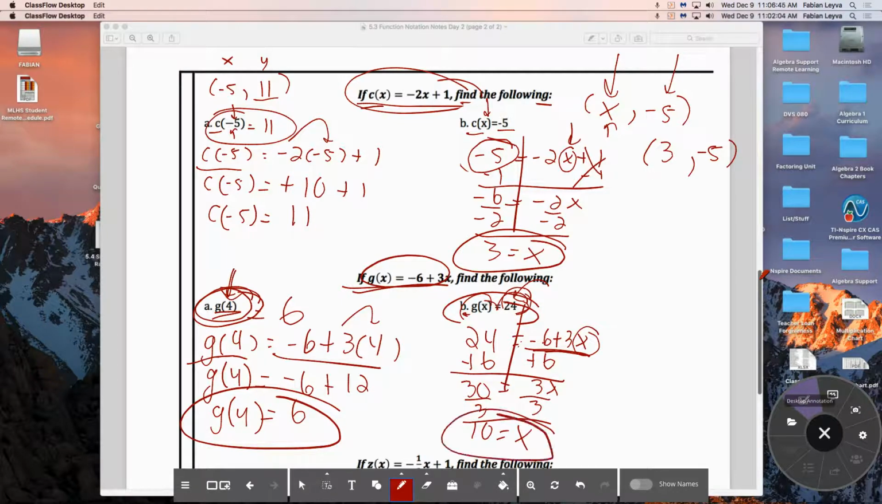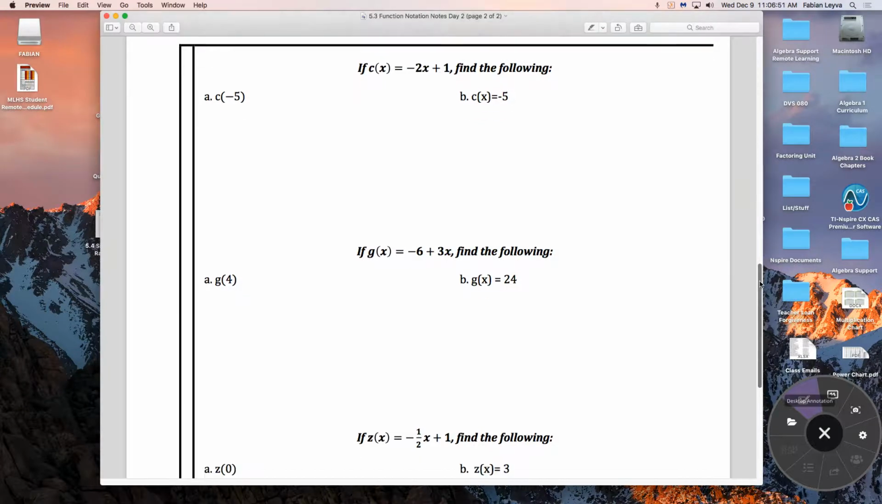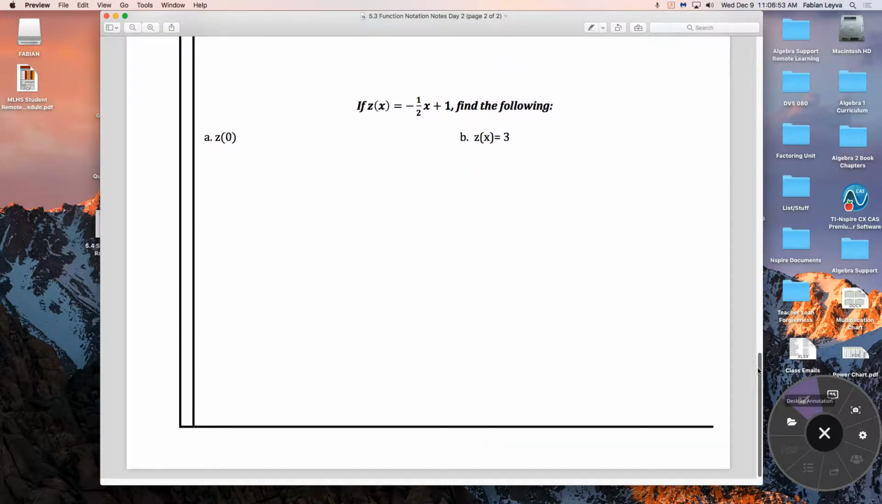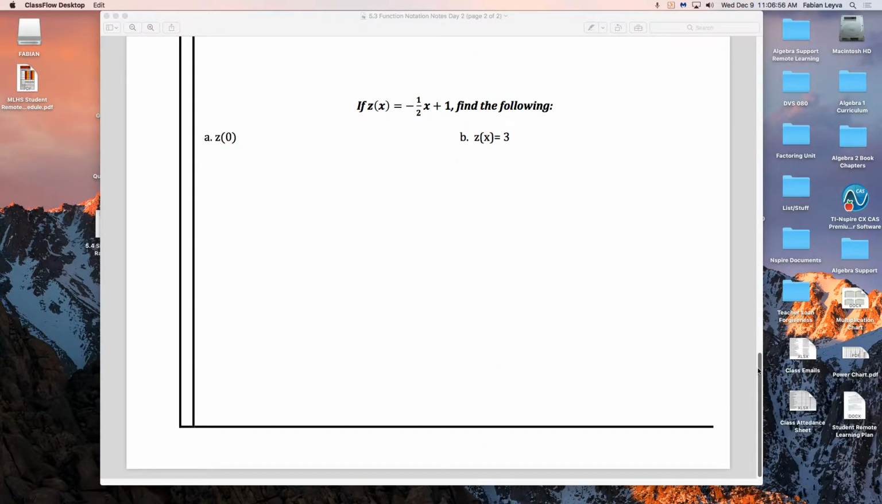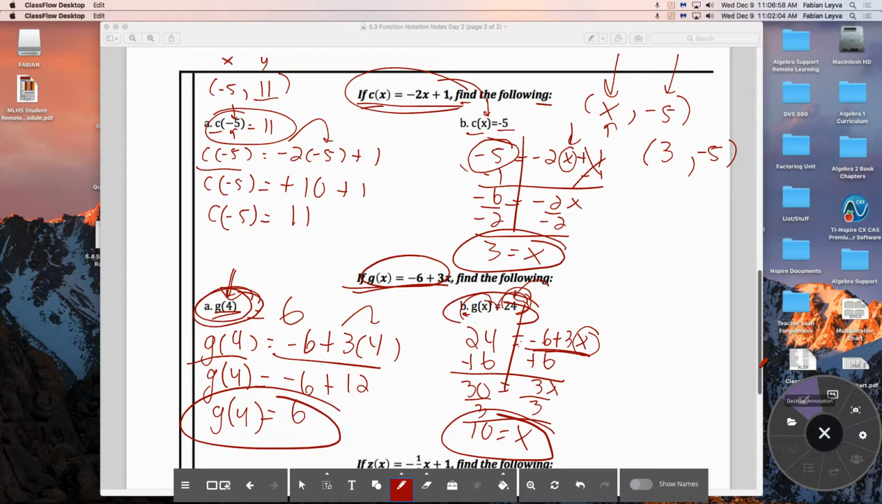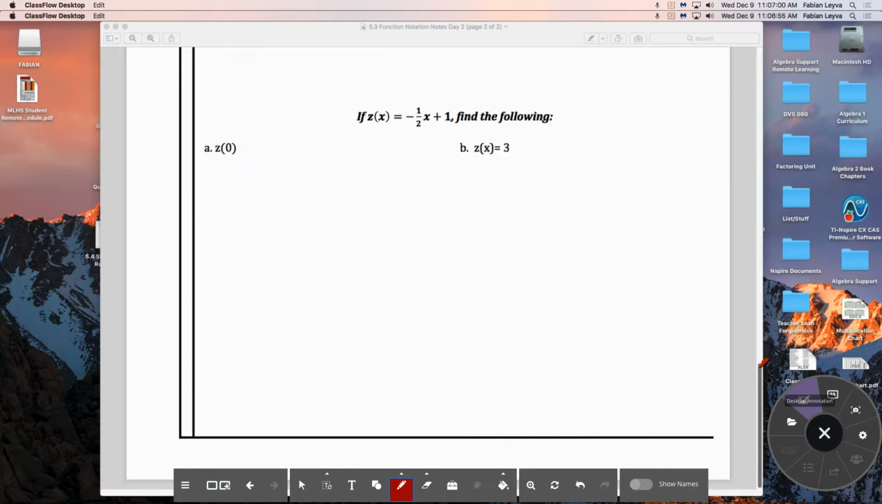So pretty much the general idea, and I'm going to erase this, so make sure you press pause if you haven't finished writing that down, is that one of them gives you the input and you find the output. The other one is giving you the output and you find the input. AKA, one gives you the x, solve for the y. One gives you the y, solve for the x. But you need to train your mind that when you see these, you understand which one is which.